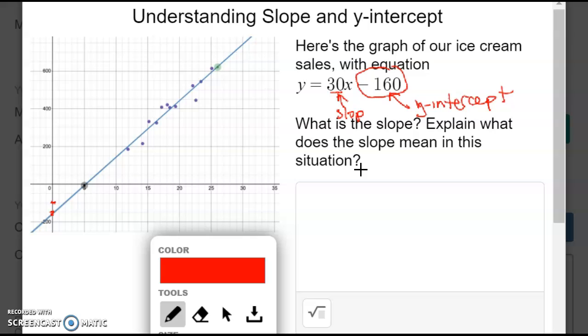And 30x, what does 30x tell me? This is the unit rate. That means every time the temperature changes by 1, how much will the ice cream sale, or how much the y-axis will change? This tells me that every time the temperature at noon increases by 1 degree, I will have an increase of $30 for each 1 degree increase in the temperature.